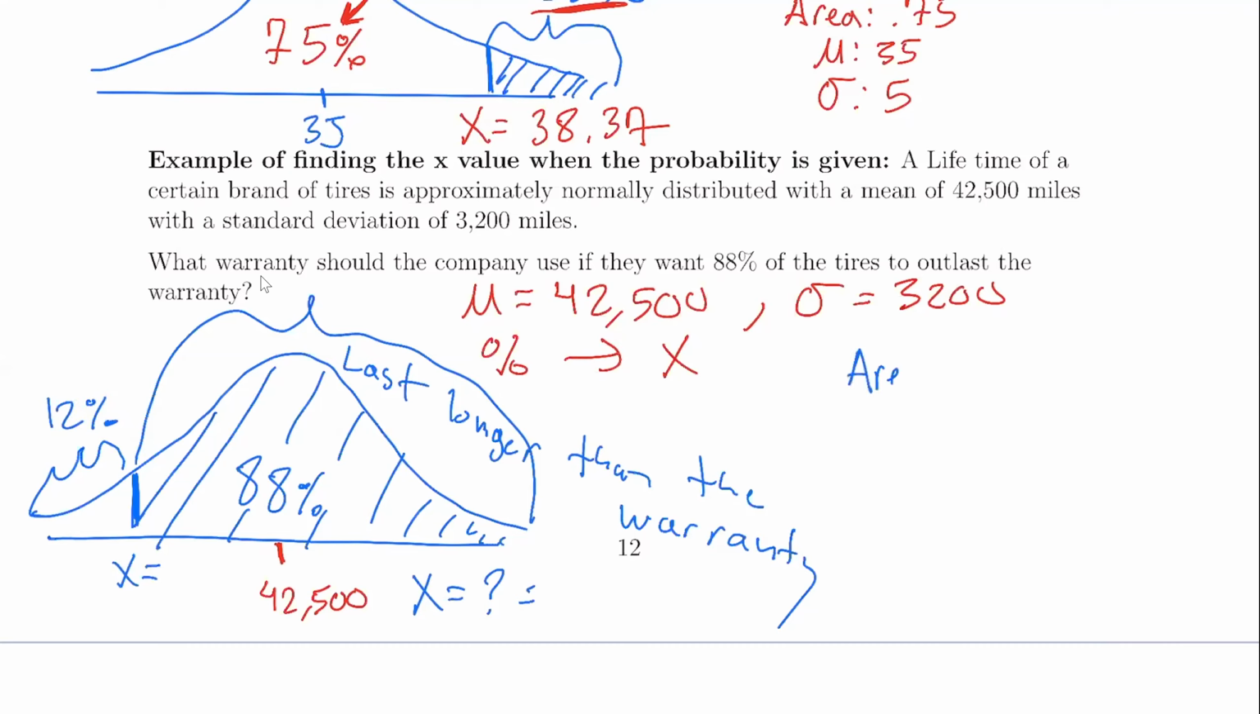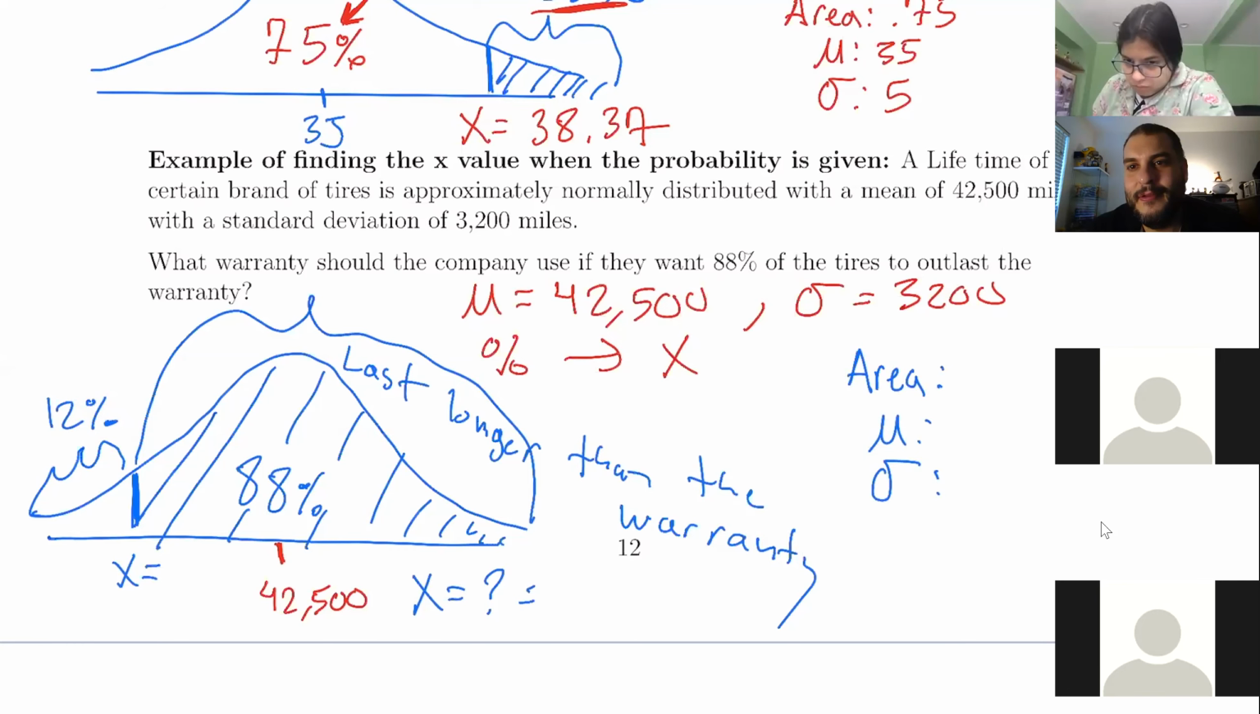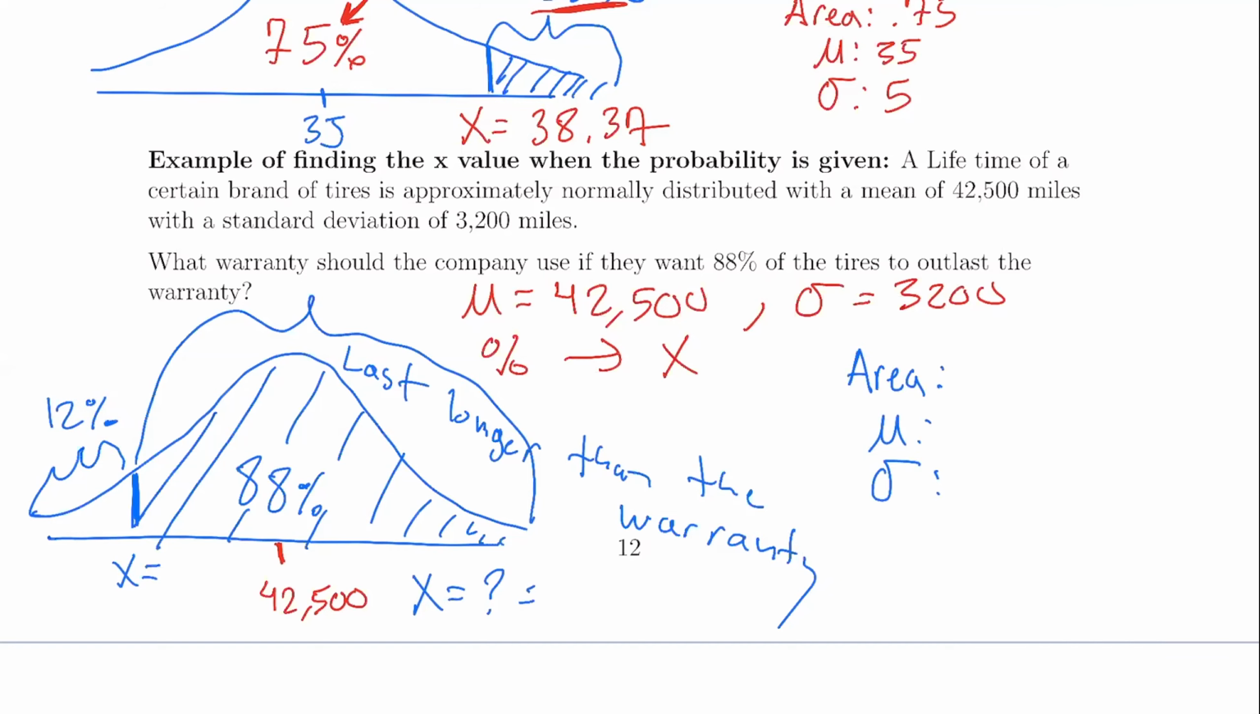Let's go ahead and do the area, the mu, and the sigma. All right. So the area will be 0.12. Mu will be 42,500. Sigma will be 3,200.